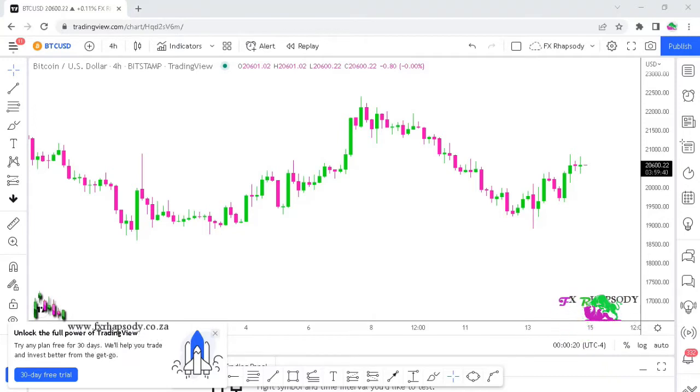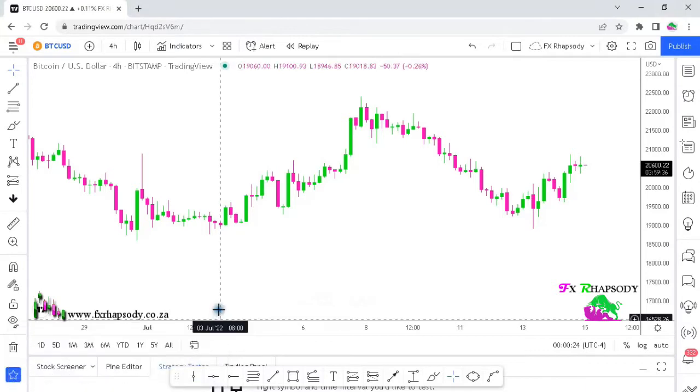Today we're going to be doing an indicator. It is for Bitcoin 4-hour time frame. Guys, this is for Bitcoin, not another hour, not another time frame, but it's going to be the 4-hour time frame.